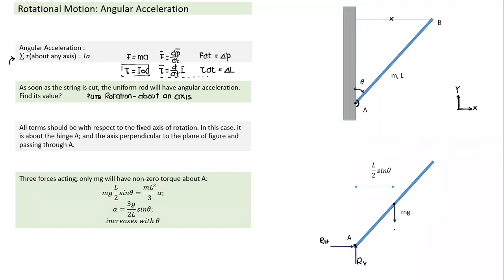Since it is vertical, its perpendicular distance has to be measured along the horizontal direction. So this is the angle, and if this angle is theta, the distance becomes equal to L by 2 sine theta. So torque is mg into L by 2 sine theta. And that has to be equal to moment of inertia into alpha. What is the moment of inertia?